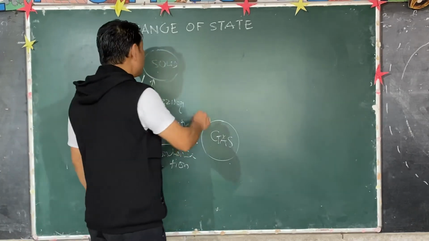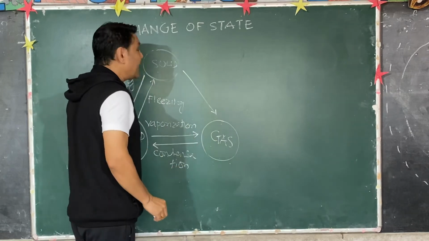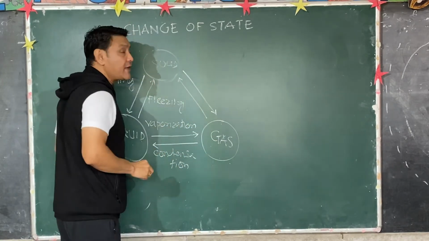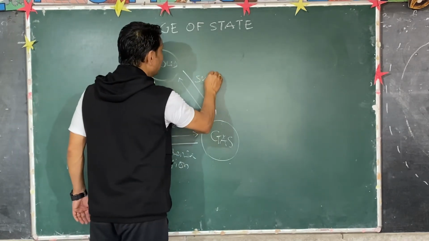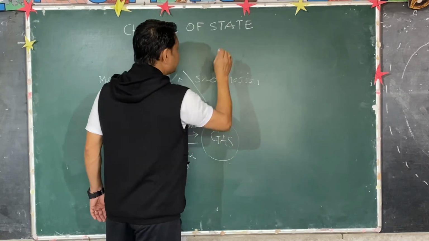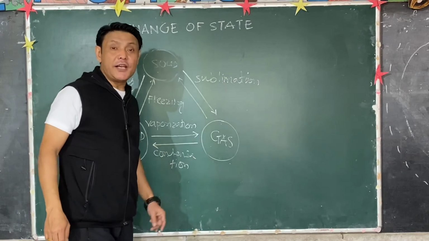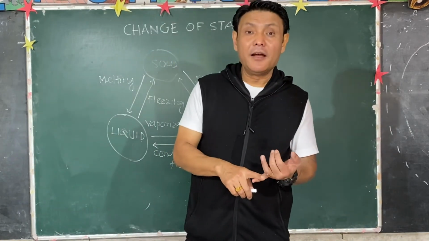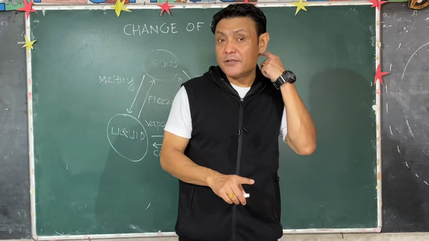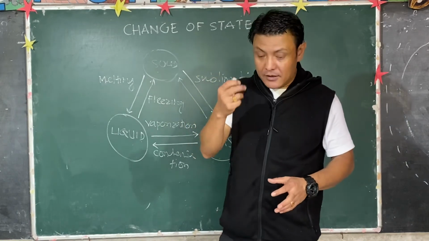Now sublimation. When we talk about sublimation, the solid directly changes into gas. There are some substances that sublime on heating, and the process is called sublimation. Solid directly changing into gas. For example, iodine, ammonium chloride, naphthalene, camphor. These are some of the substances that sublime on heating, a solid directly changing into gas.